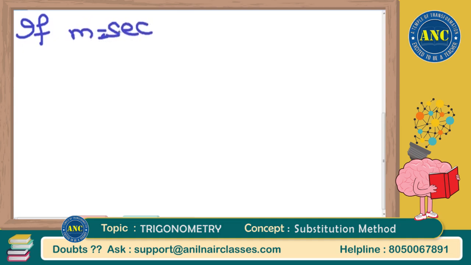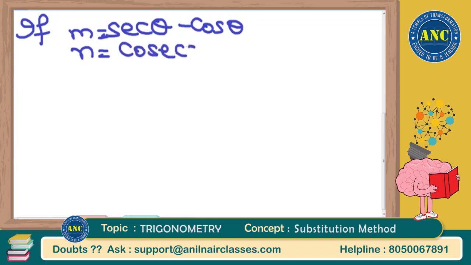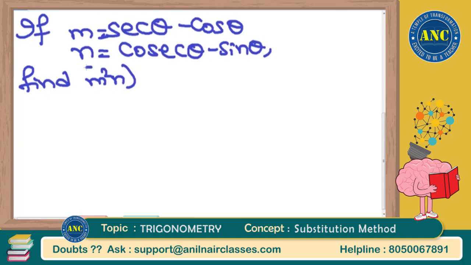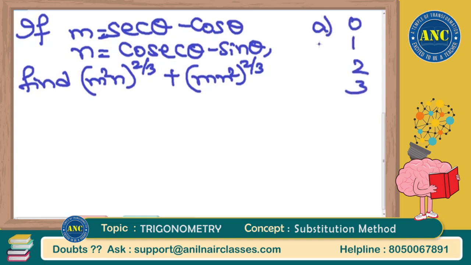If m is equal to secant theta minus cos theta, n is equal to cosecant theta minus sin theta, find the value of (m square n) to the power of 2 by 3 plus (m n square) to the power of 2 by 3. Right? 2 by 3 is the power. Options are 0, 1, 2, 3. Again, answer option does not have angle.